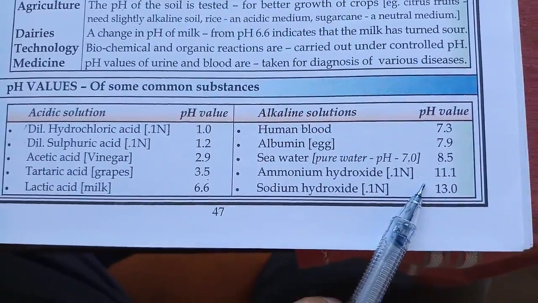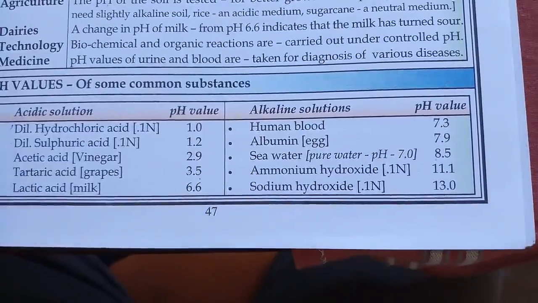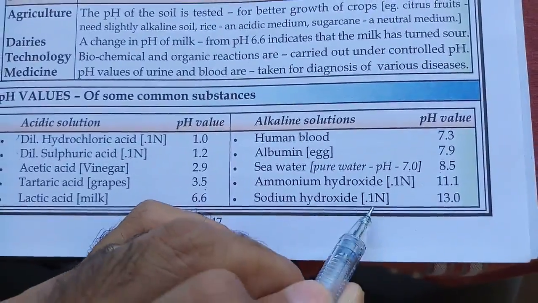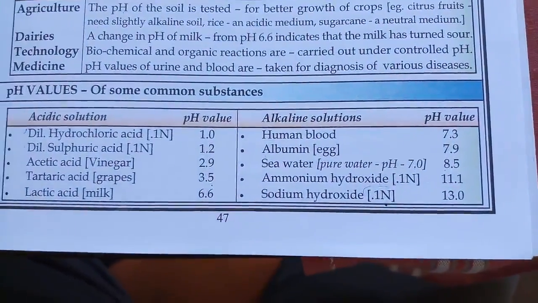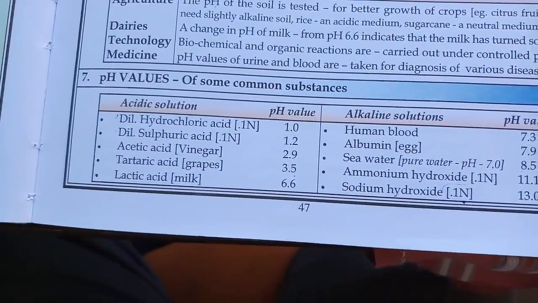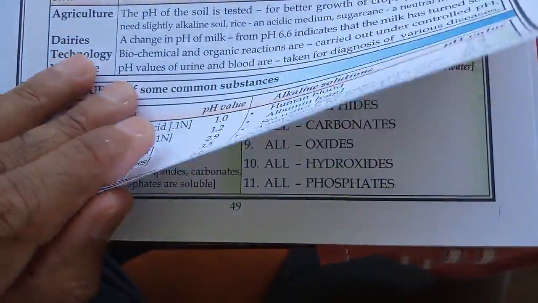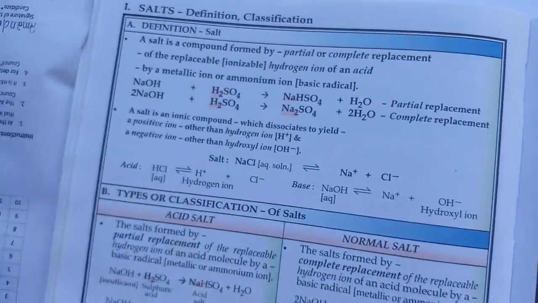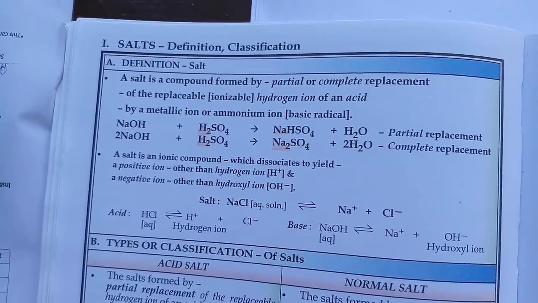Ammonium hydroxide is 11.1, and sodium hydroxide, if it is 0.1 normal, this will come. What this is, you will come to know in class 11, right? So when the sodium hydroxide solution is 0.1 normal, it means the value is 13. It is very, very basic, very alkaline, right? Salts. I will stop here and we'll see this in the next video.